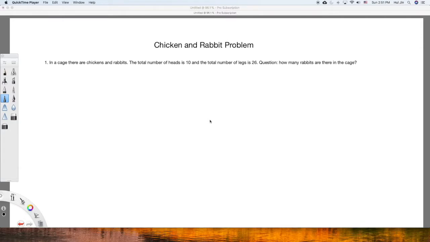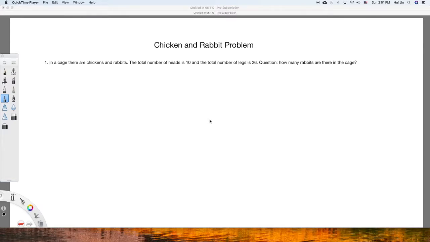Some students look at this problem and will think that, well, this is not too real a question, because if you know the total number of heads, and for sure the head of a chicken looks very different from a head of a rabbit, then if you're counting the number of heads, you definitely know how many chickens there are. I agree with all that. And I also agree with the fact that a lot of math questions are artificial.